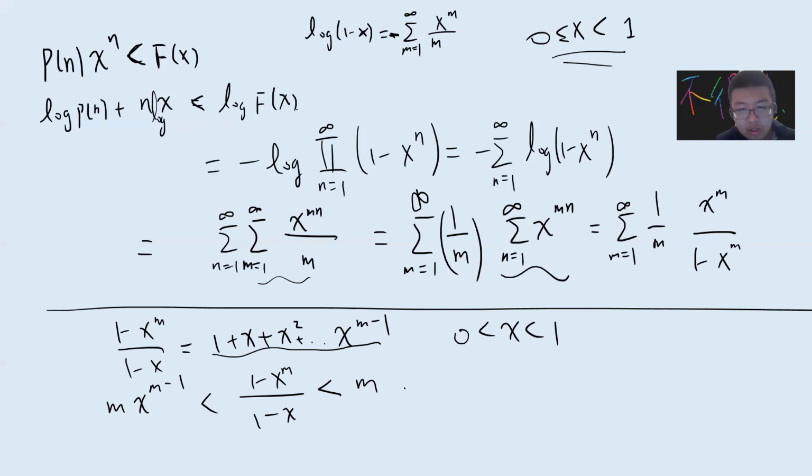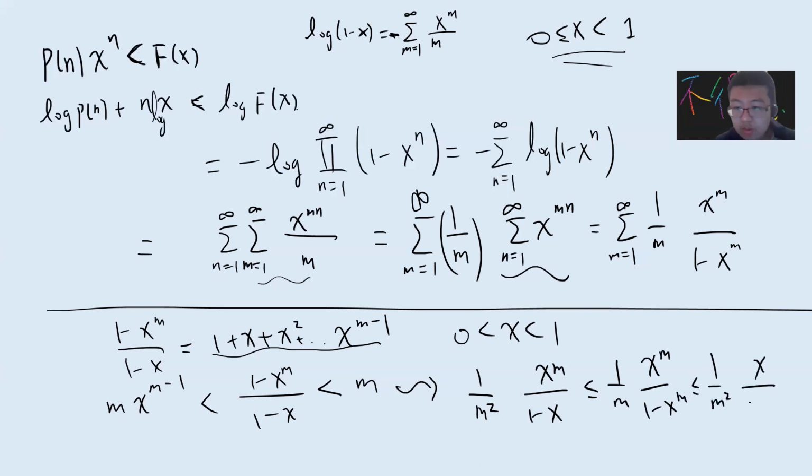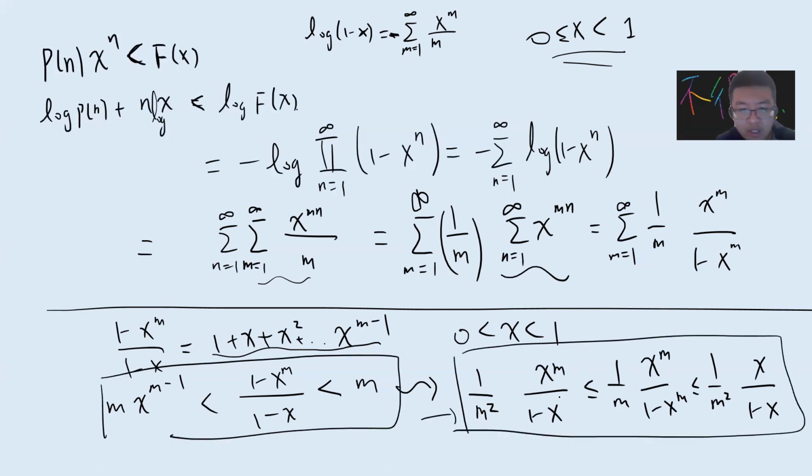So you start from here and then you just make a change of variable or change it a little bit, and you can get this: 1 over m squared, x^m over 1 minus x, is less or equal to 1 over m, x^m over 1 minus x^m, which is less or equal to 1 over m squared, x over 1 minus x. So you can start from here and then do this. This is not difficult. You first reverse it and divide by 1 over m or 1 over m squared, and you get the following.